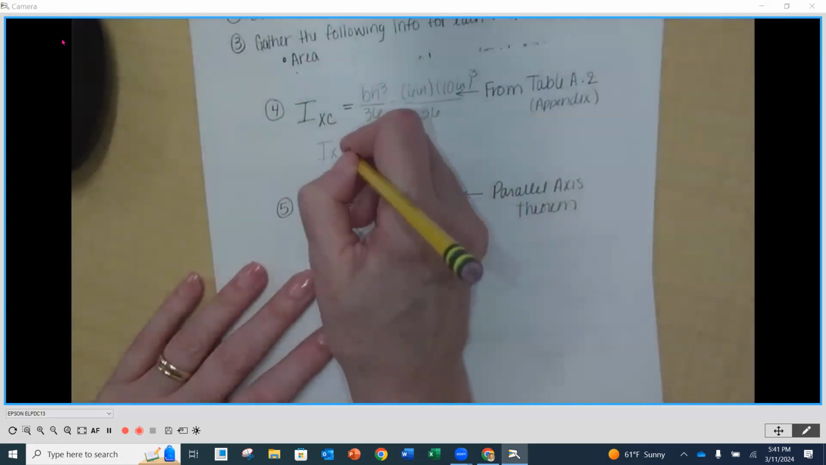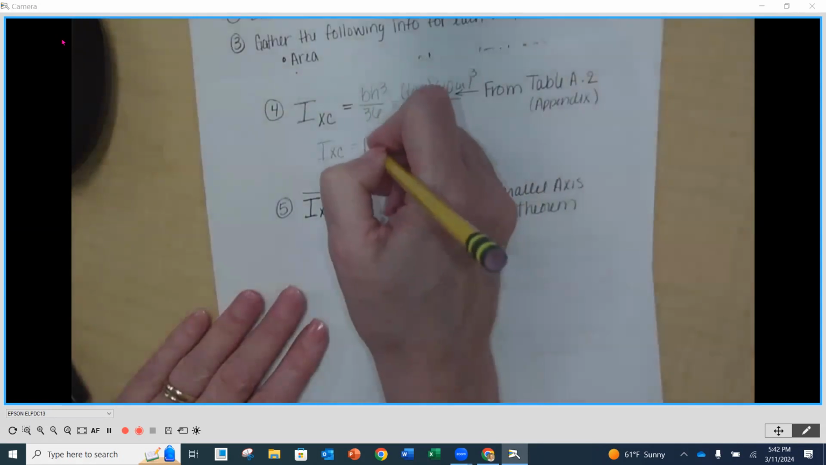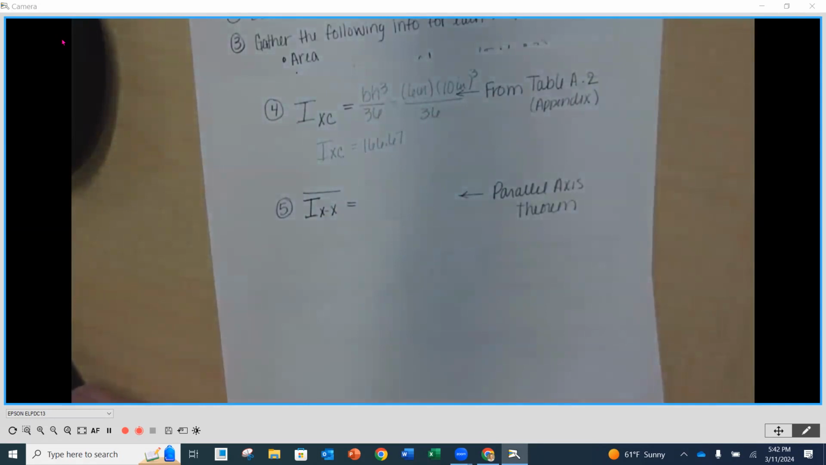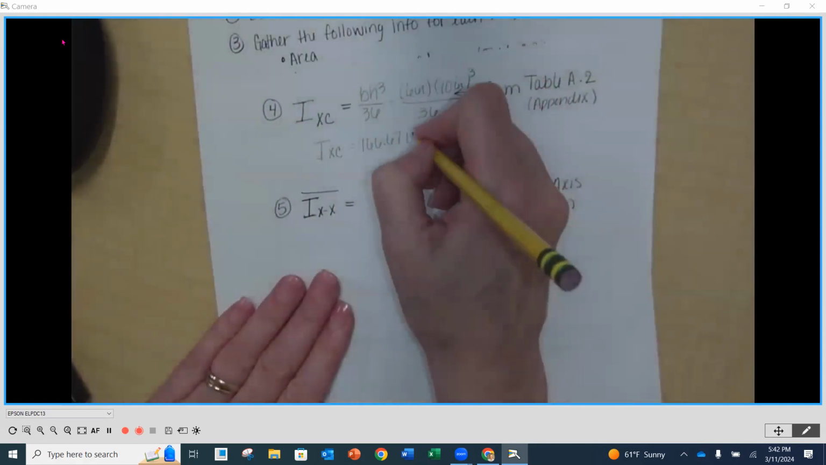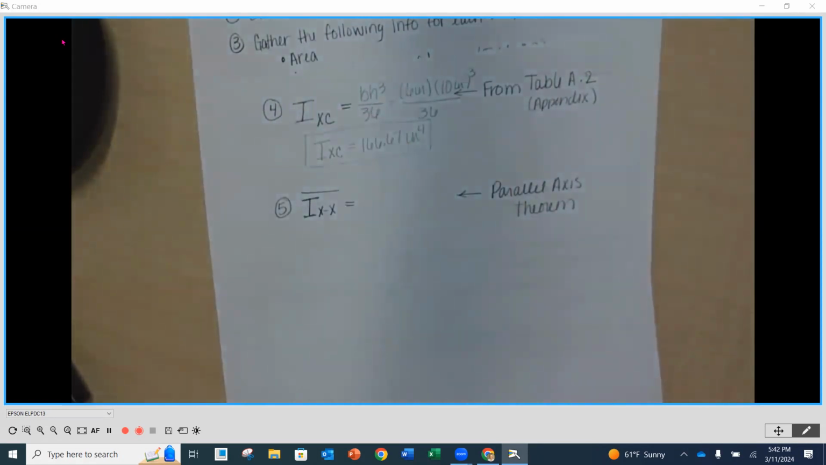So our IXC for this triangle, what do we get? Yep, that's what I got: 166.67. And what are the units? Inches to the 4th, exactly. Inches to the 4th. So that's part of our problem that they were asking for.